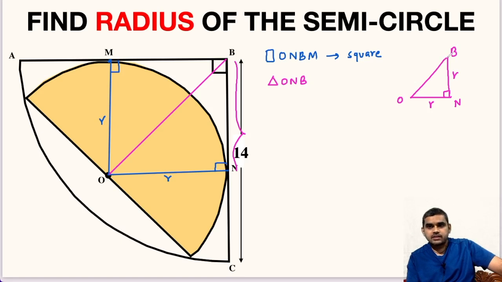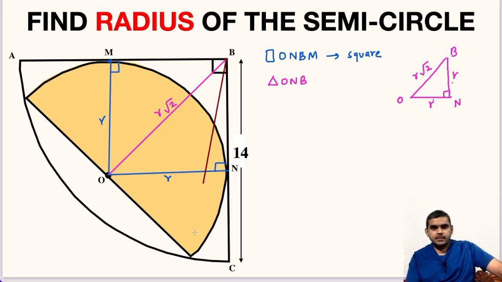Using Pythagorean theorem, we can get this hypotenuse OB equal to r root 2. r squared plus r squared is equal to OB whole squared. Using that theorem, we can get the value of OB. So let us write here r root 2. Now we will join B to this unknown point. Let us name it as point P.